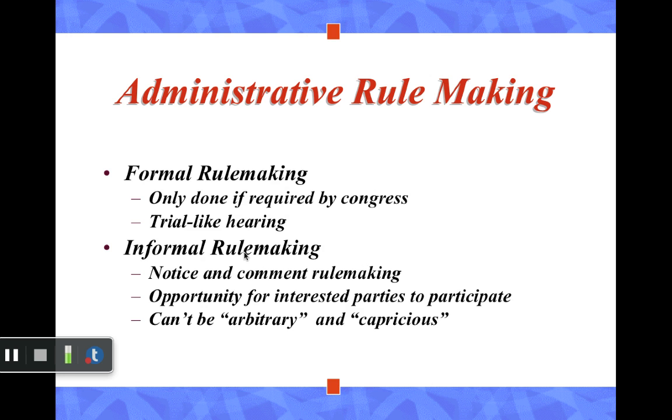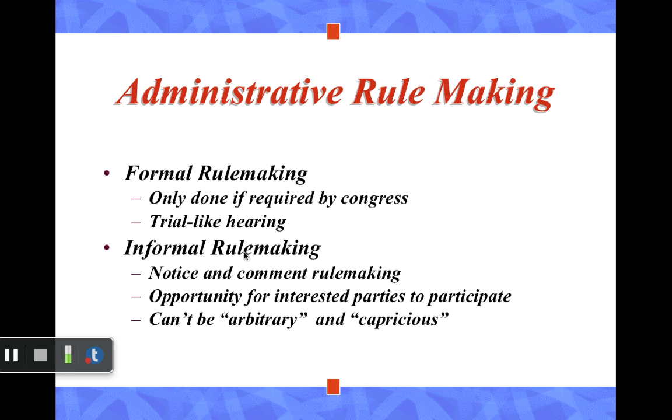Now, how do agencies go about making rules? There are two processes that are established in the Administrative Procedures Act. One is formal rulemaking and the other is informal rulemaking. All agencies will make rules by an informal rulemaking process unless specifically required by Congress to use formal rulemaking. And in formal rulemaking, a trial-like hearing is done where people will testify under oath when creating the regulation or rule and be subject to cross-examination.